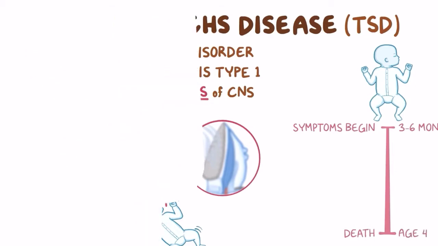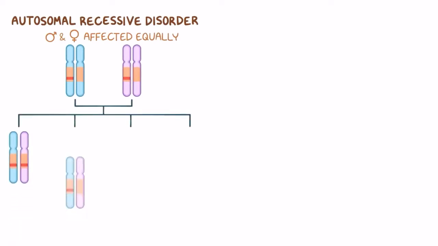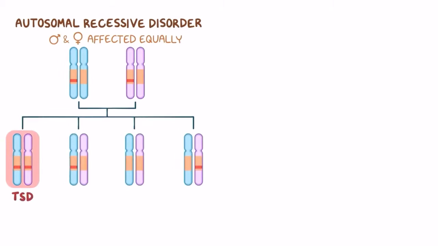Tay-Sachs is an autosomal recessive disorder, so males and females are equally affected. For example, if you had a mutated HEXA gene in both heterozygous parents, you would have one child with the disease. This disease mainly occurs in isolated and interbred populations. The disease is most common among people of Eastern European Jewish descent.